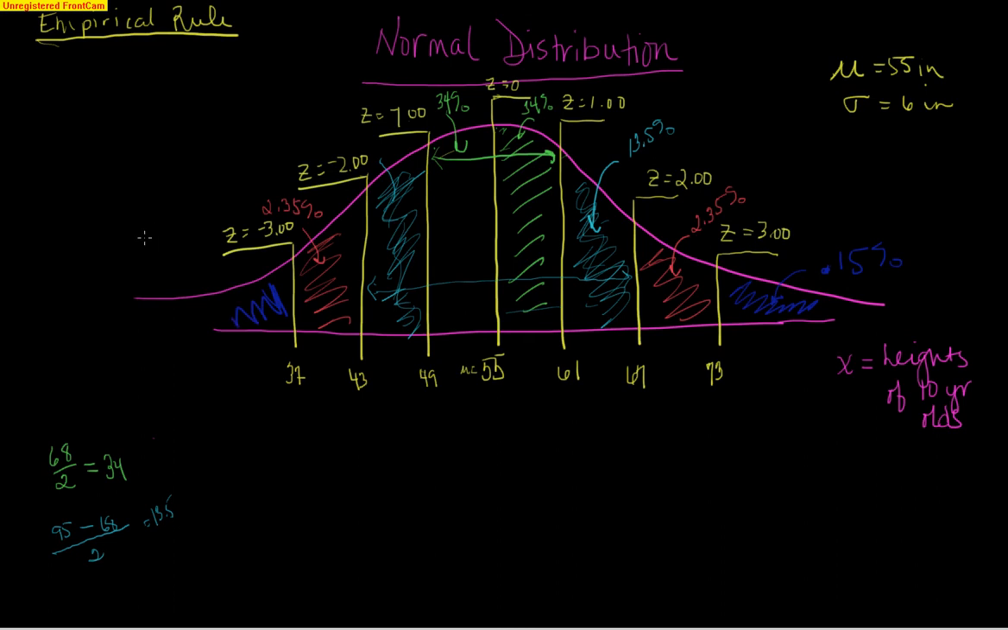That's 0.3% lies outside of 3 standard deviations. It's just 0.15%, half of it over here and half of it there. Okay, so that's how it all breaks down.